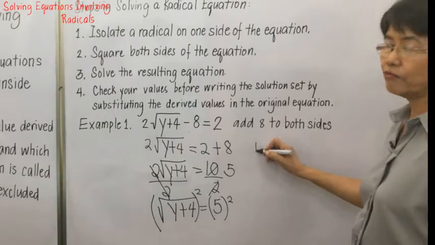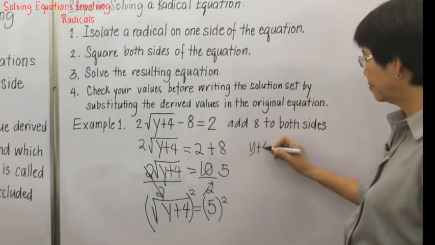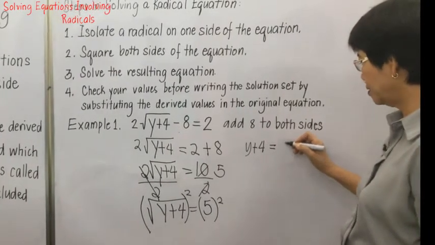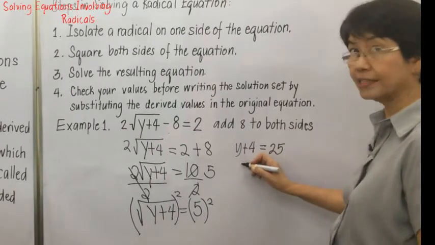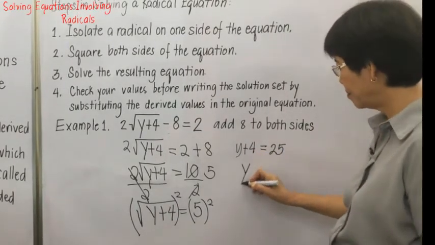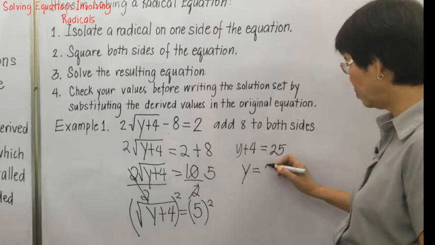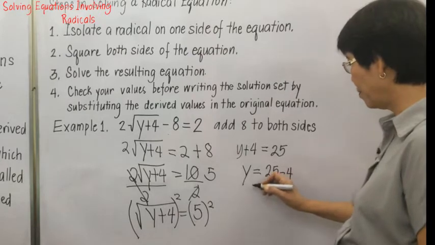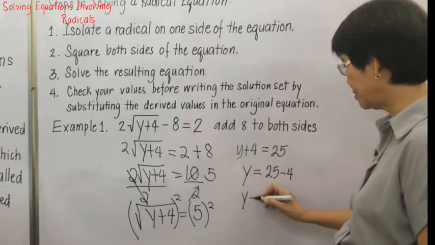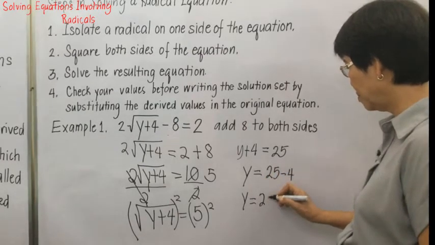So we have an isolated radical on one side of the equation, then we can square both sides. So we have y plus 4 equals 25. Isolating y, y is equal to 25 minus 4, or y is equal to 21.